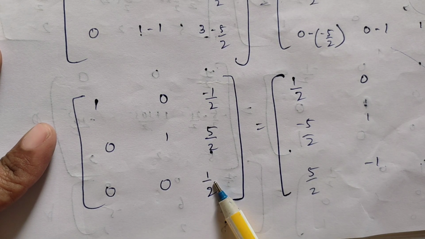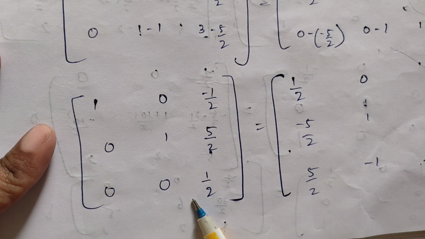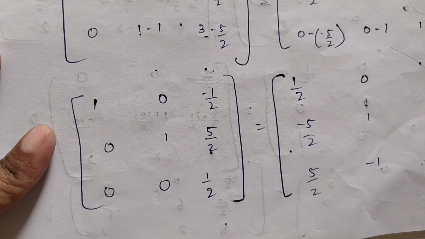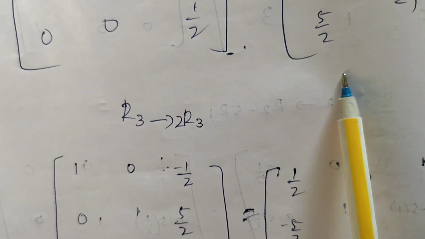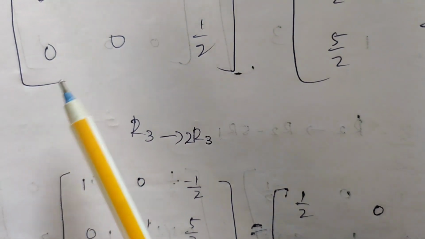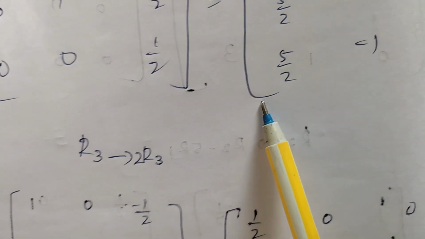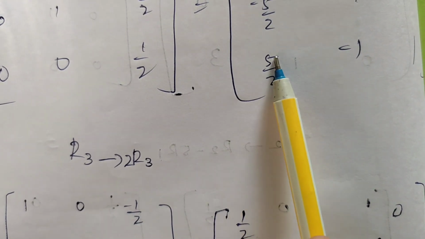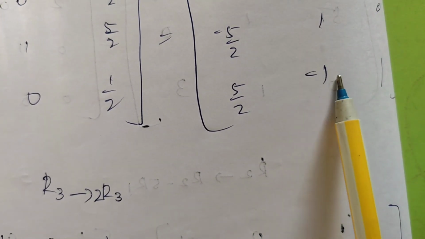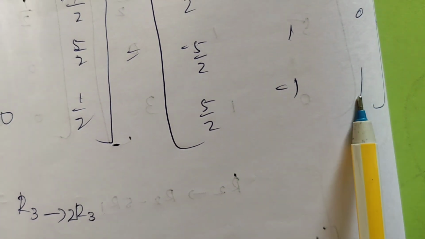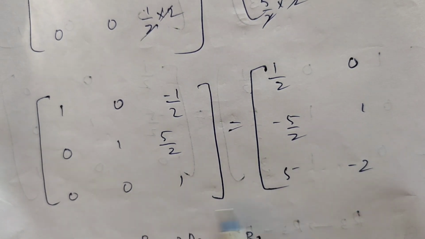So how will you make this element 1? Just multiply by 2, so it will become 1. R3 tends to 2 into R3. So R3 tends to 2 R3 on both the LHS and the RHS side. R3 gets changed: 0, 0, multiply by 2, so 2 by 2, 1. In the RHS, multiply by 2. So 2 into 5 by 2 gives 5, and minus 1 into 2, minus 2, and 1 into 2, 2. This is what we'll arrive at in the last row.